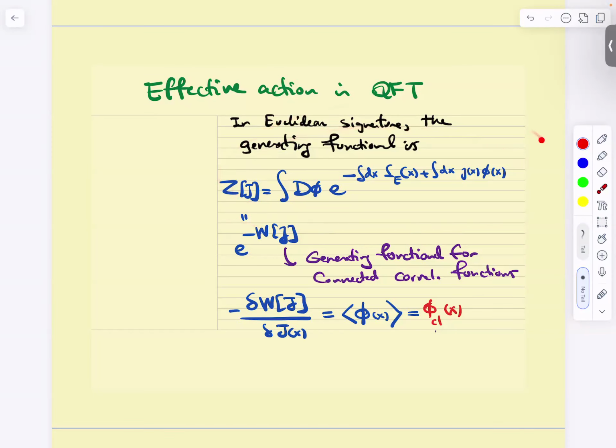Now, if you do this integral and take the logarithm with a minus sign, this is the e to the minus W of J, and we discussed in detail that W of J is the generating function for the connected correlation functions, right? So when you take a derivative with respect to J, you get phi of x, but here, in the presence of J. Good? Then to make the final jump to classical, you set it to 0? Well, if you want the 1-point function, you set it to 0. But this is magnetization, right?